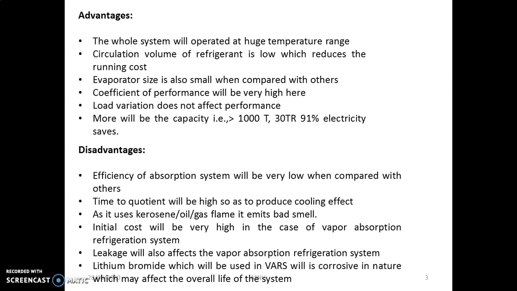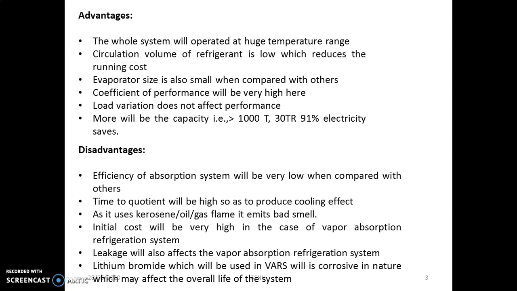Coefficient of performance is tremendously high as compared with the vapor compression refrigeration system. Load variation does not affect performance. For larger capacity, that is more than 1000 tons or 30 TR, there is 91% electricity saving.